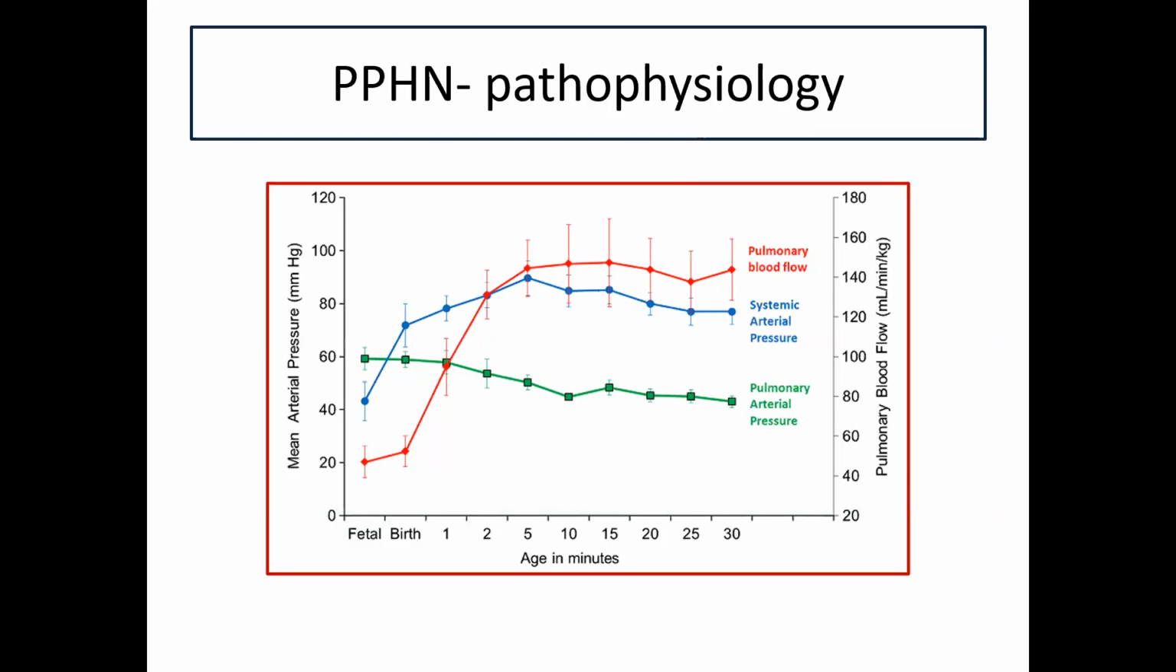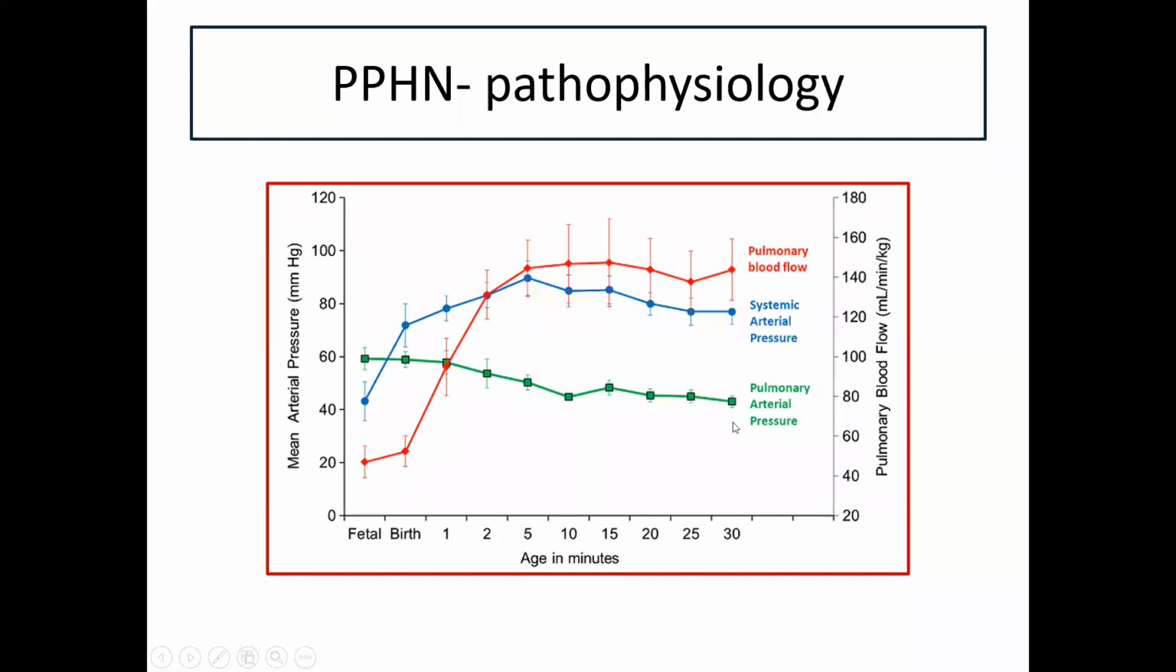post-delivery. So normally when the baby is born, in the first few minutes, the pulmonary blood flow tends to rapidly increase. You can see, right from the fetal time to the first few minutes after birth, how the pulmonary arterial pressures tend to come down. The pulmonary vascular resistance tends to come down, from around 60 millimeters of mercury to something like 40 millimeters of mercury. This is only by around 30 minutes of life.